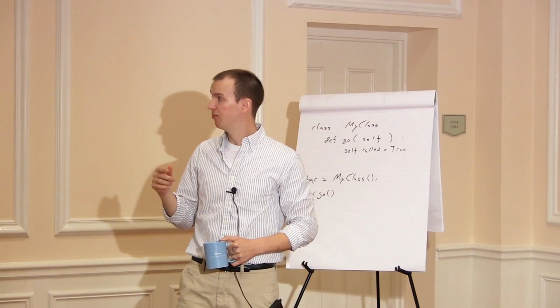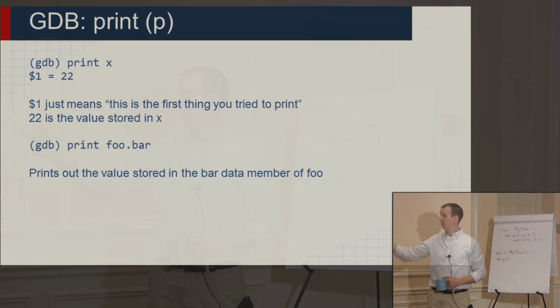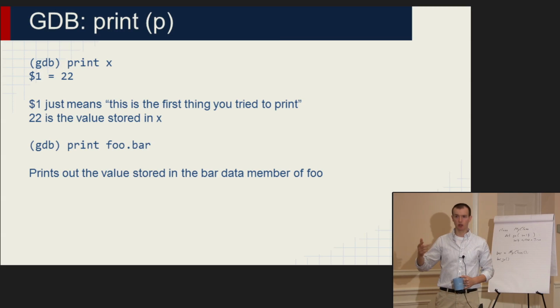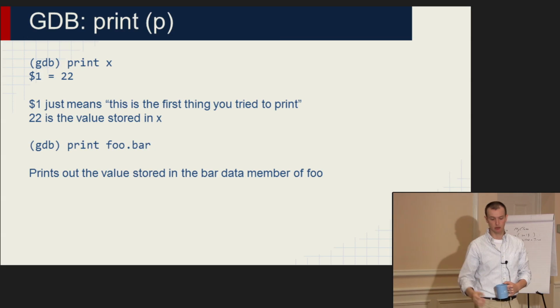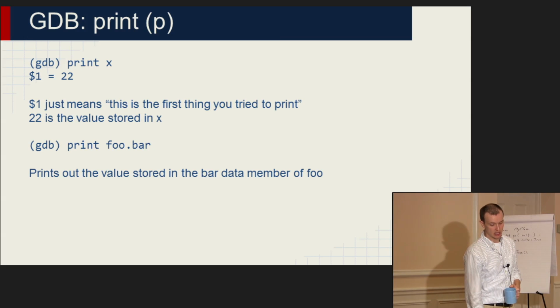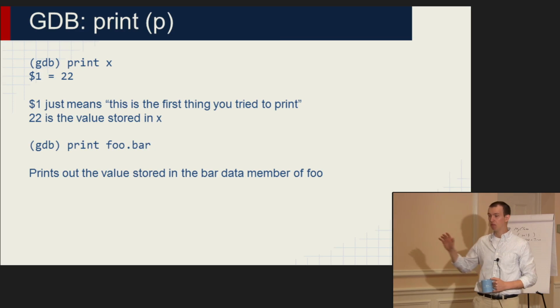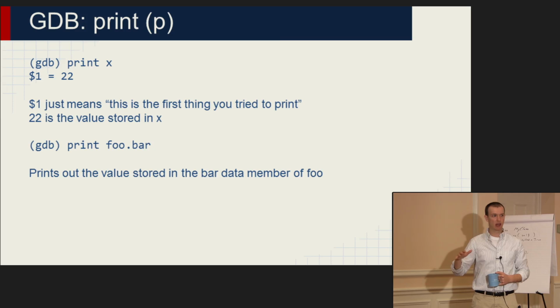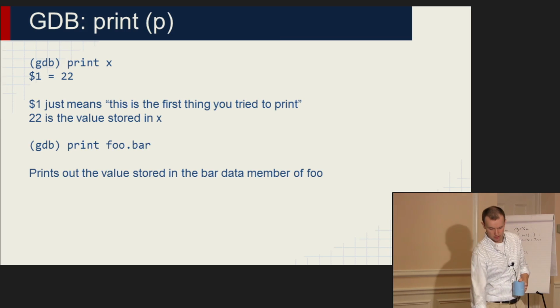If you have a class and you want to look at data members of that class, then you can just use the dot operator. You can get into the class. So this is your class instance foo, and you can look at its data member bar, and that will print this out. It doesn't matter if bar is private. You don't have to invoke only public functions of the classes. GDB lets you peer into the private lives of your classes.